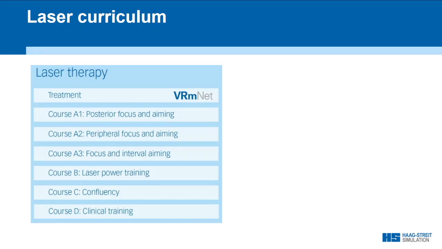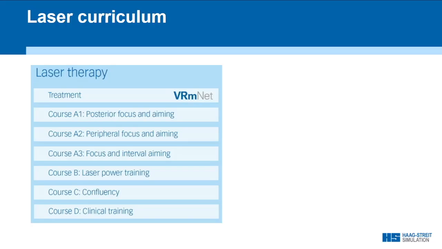B starts then by introducing how to set the correct power of the laser. Instead of the purple abstract shots, we now see realistic shots on the retina, either being not really visible if the laser energy was not high enough, or too wide in case too much energy was delivered. C teaches confluency, so you learn how to set the spots correctly next to each other with a correct distance, no overlapping as I explained. And D finally is about clinical trainings, where you have to treat the whole avascular areas of a baby in both eyes.